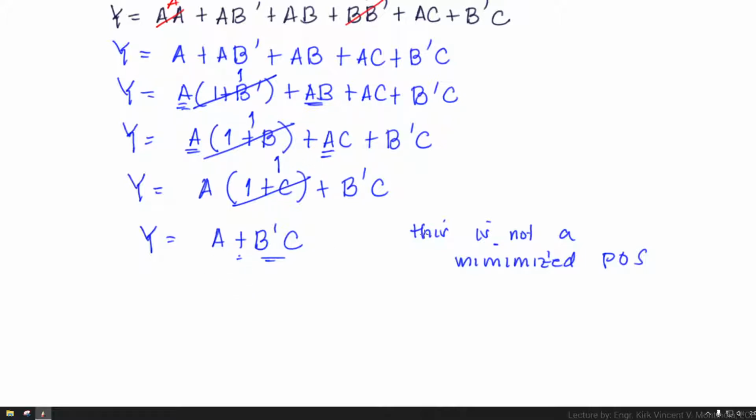So to convert this one, let's convert this one into a POS. Okay, take note of this POS. Okay. So let's recall the theorem from our Boolean algebra, the theorem that x plus y, then x plus z prime is just x plus y z prime. Okay, that is what it says.